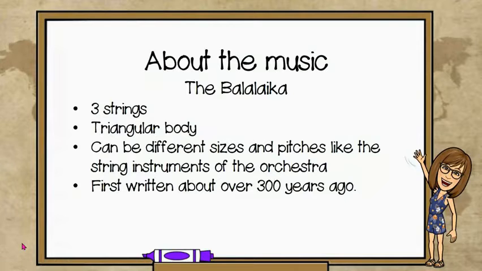An important instrument in Russia is the balalaika. The balalaika has three strings and a triangular body. It can be different sizes and pitches, like the string instruments of the orchestra. So in our orchestra, the violin is small and plays higher, and the bass is big and plays lower, and you have the cello and the viola in between. The balalaika similarly comes in different sizes.